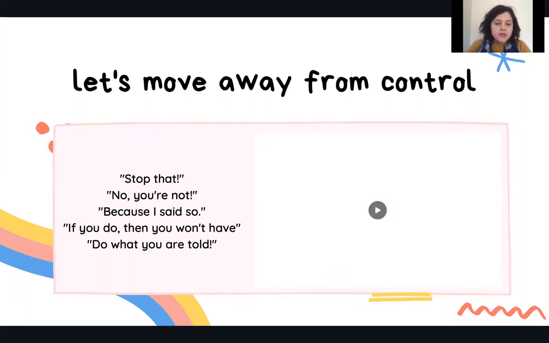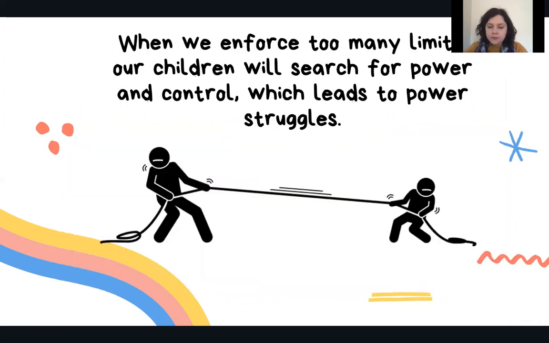And you might have heard things like, if you do this, then you won't have that, and then things will be taken away from you. And just do what you're told, okay? Those kind of things. We need to try and move away from this kind of way of setting limits. And I'm going to teach you a way that you can set a limit with your child that will allow them to still be in control of their own choices, okay?